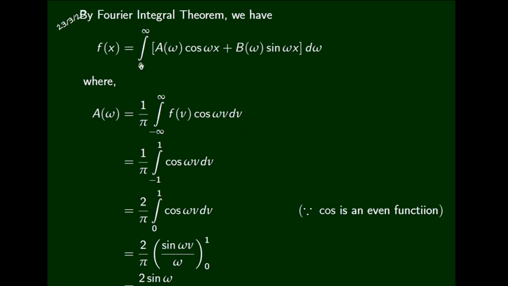F of x equal to integral 0 to infinity a of omega cos omega x plus b of omega sin omega x d omega is the Fourier integral representation. Now we write the formula for a of omega and b of omega. A of omega is equal to 1 by pi integral minus infinity to infinity f of nu cos omega nu d nu. But this f of nu has two values, 1 and 0. So in this integration, it is meaningful with the non-zero values. So f of nu takes a non-zero value.